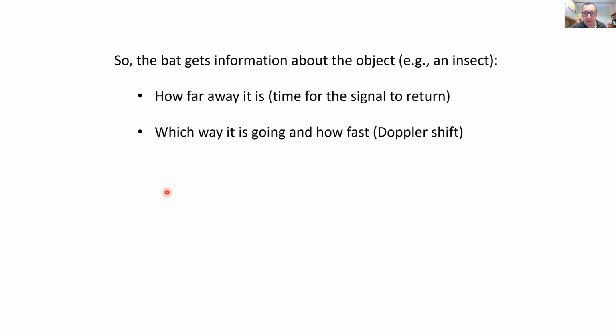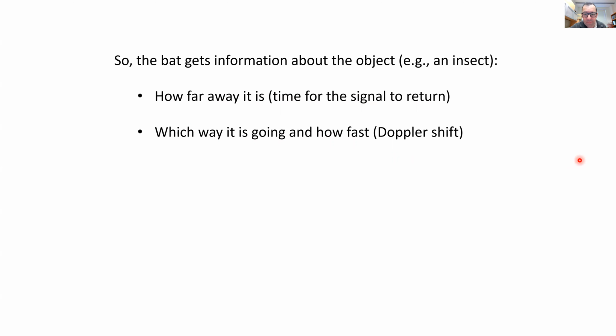So the bat gets information about the object. For example, the object is probably an insect. The bat could have some information about how far away it is, and that comes from simply the time that it takes the signal to return. Now, we didn't calculate that in this problem, but we did it earlier in the semester. So the bat can figure out how far away it is just judging the time that the signal took to return. But also, now with this Doppler information, the bat gets information about which way the object is going and how fast it's going. That information comes from the Doppler shift. It's pretty interesting, right?